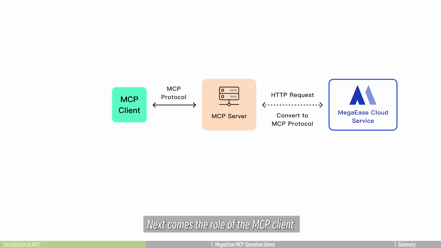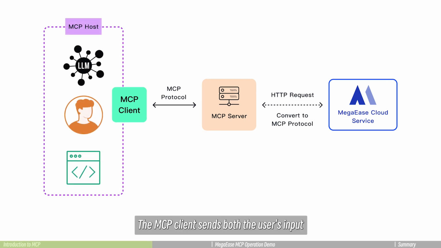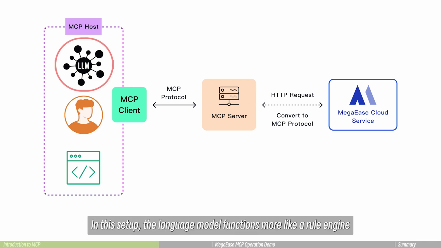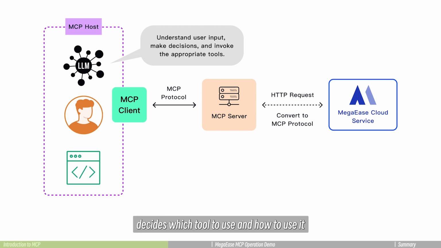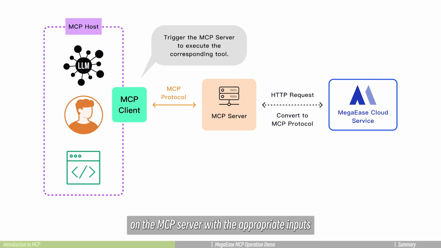Next comes the role of the MCP client. It connects the MCP server, the large language model, and the user. The MCP client sends both the user's input and the MCP formatted tools from the server to the language model. In this setup, the language model functions more like a rule engine. It understands the user's request, examines the available tools, decides which tool to use and how to use it, and then instructs the MCP client to trigger the corresponding tool on the MCP server with the appropriate inputs.